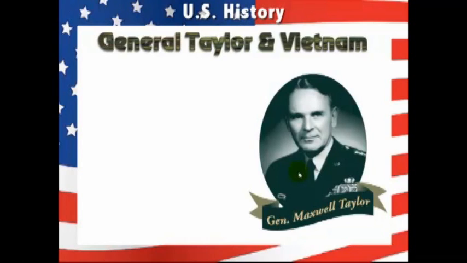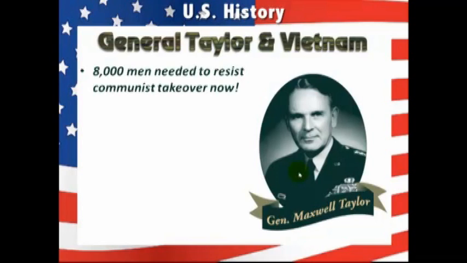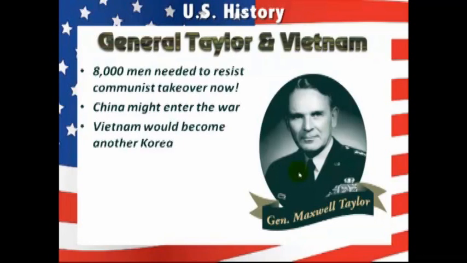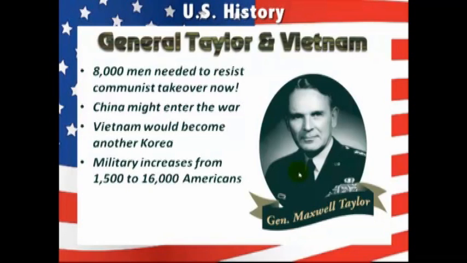One of the Joint Chiefs of Staff, General Maxwell Taylor, said 8,000 men were needed to resist a communist takeover now. He said China might enter the war and feared that Vietnam would become another Korea. Military increases from 1,500 to 16,000 Americans.